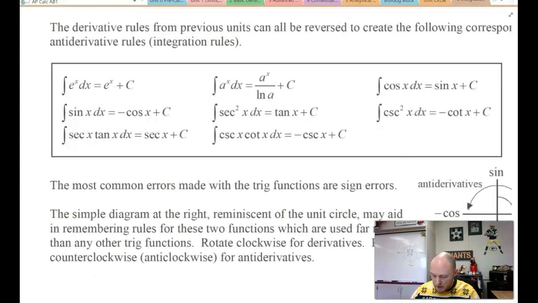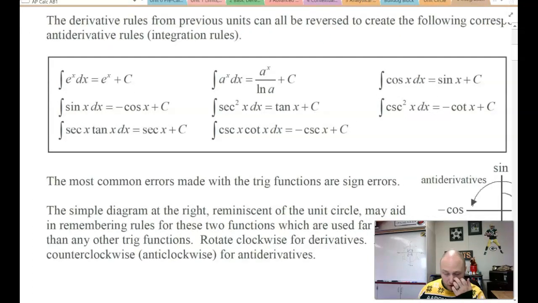So just starting out with exponentials, looking here, the derivative of e to the x is e to the x. So what do you think the integral of e to the x is? E to the x. So it's no surprise here that the integral of e to the x dx is e to the power of x plus c.